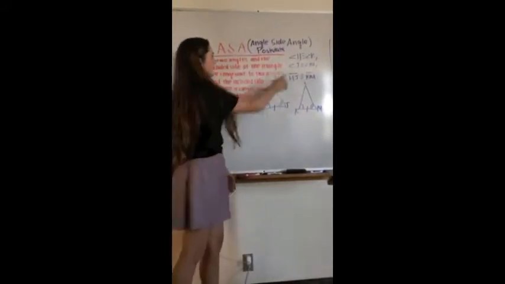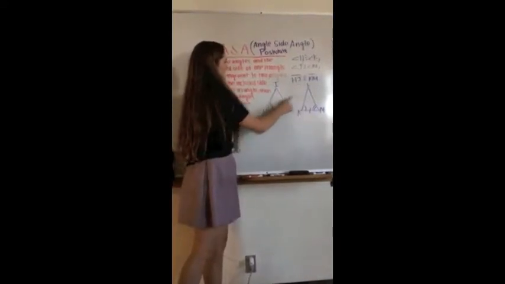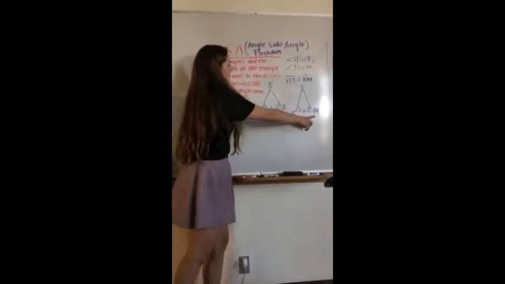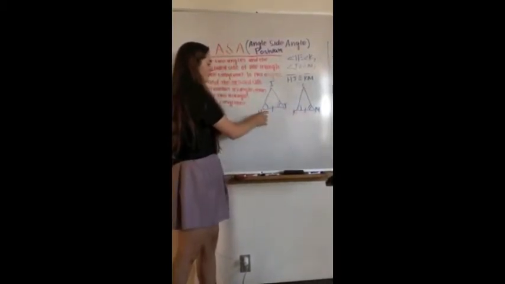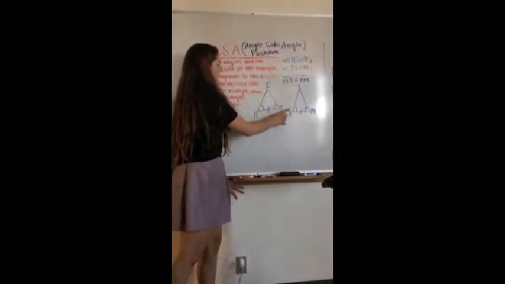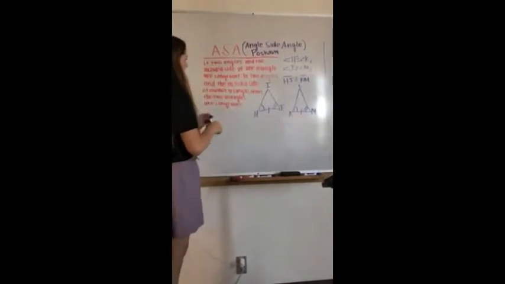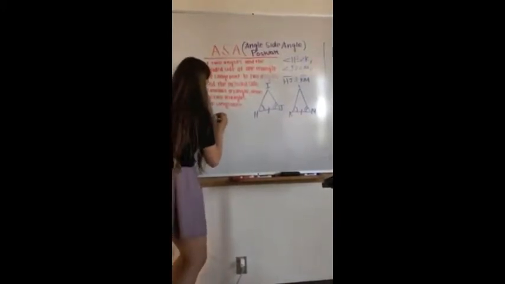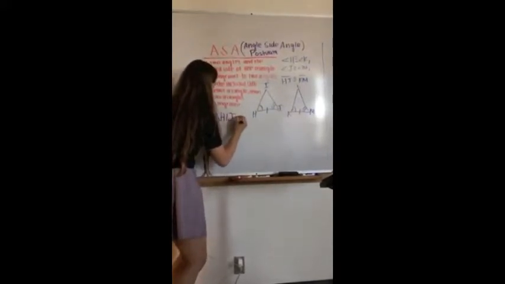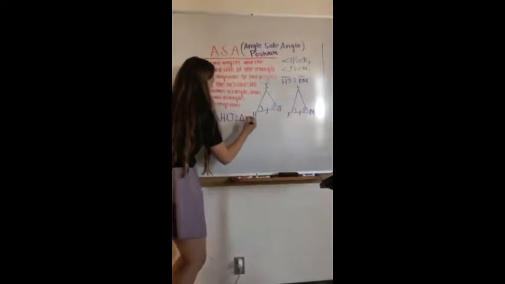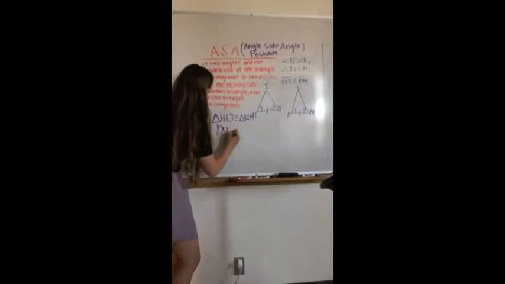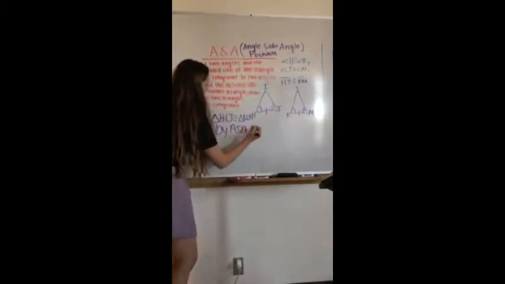As you can see, we have angle H congruent to angle K, and angle J congruent to angle N. So, therefore, line segment HJ is congruent to line segment KN. In conclusion, triangle HIJ is congruent to triangle KLM by ASA. That's it.